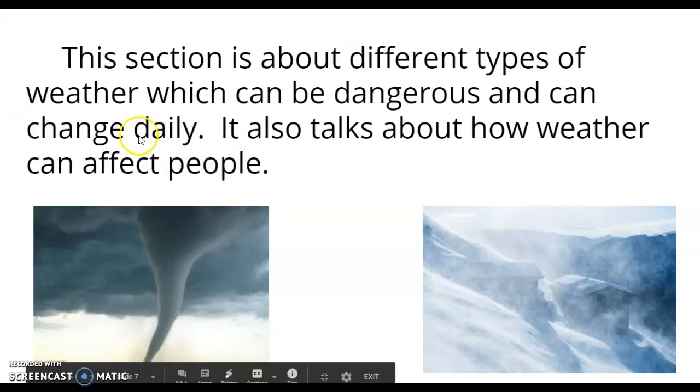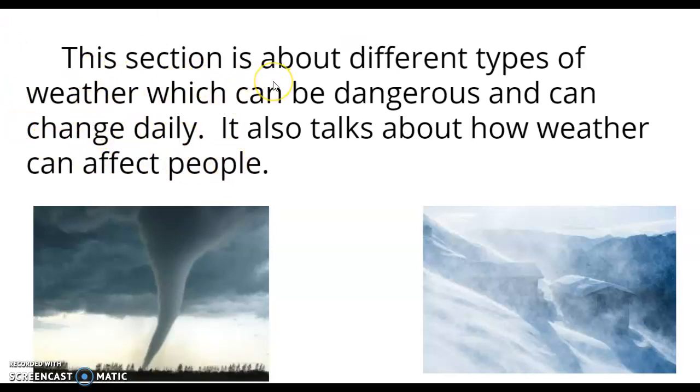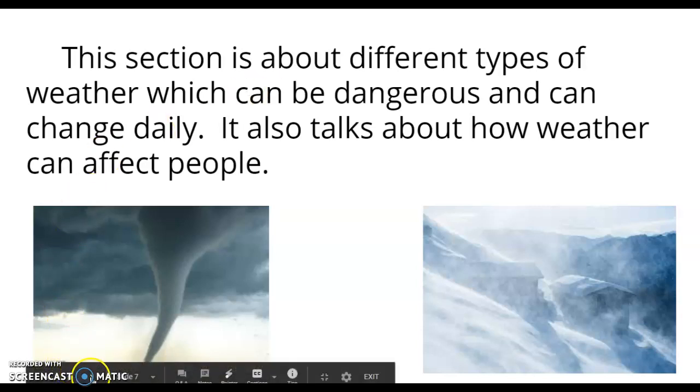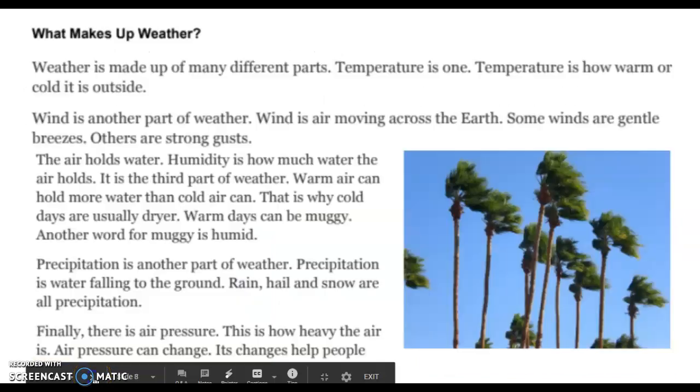This is what I wrote about the section we just read. This section is about different types of weather which can be dangerous and can change daily. It also talks about how weather can affect people. The next section we are going to read about is what makes up weather.